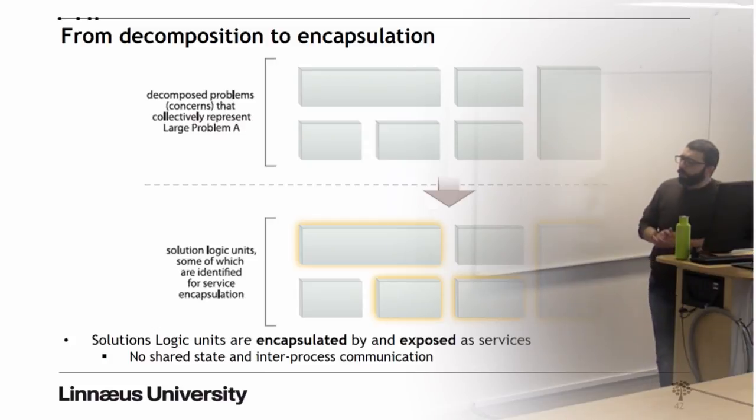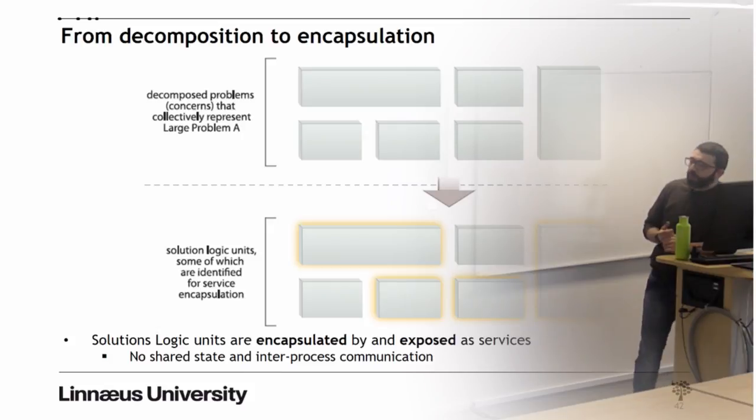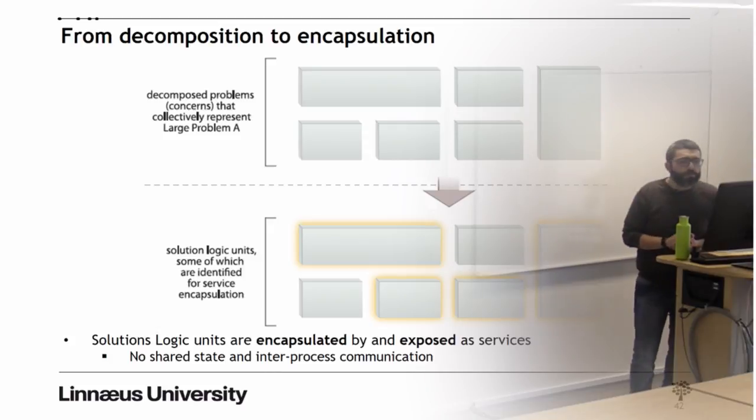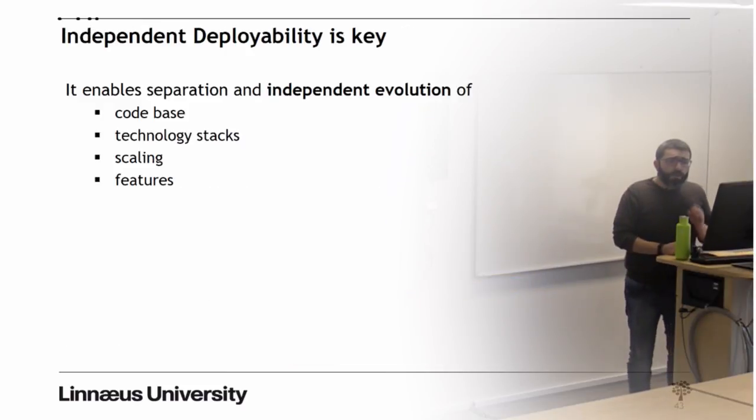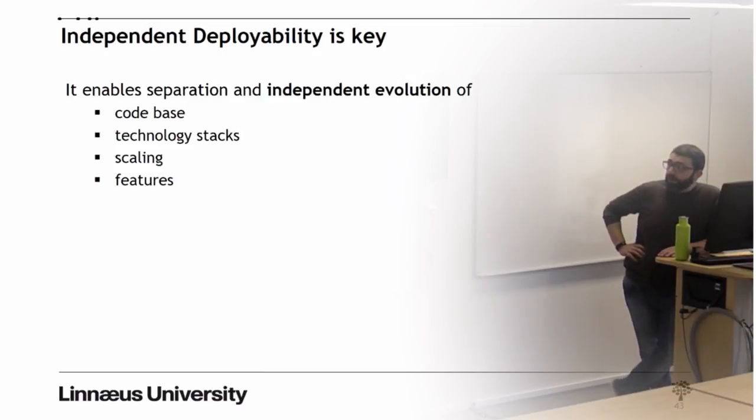And then these small solution logic units are encapsulated and exposed as microservices. There must be no shared state and inter-process communication between all these solution logics. They must be independent of each other, as said before, and fully functional. Here, independent deployability is key for the microservice architecture. And what does independent deployability mean?